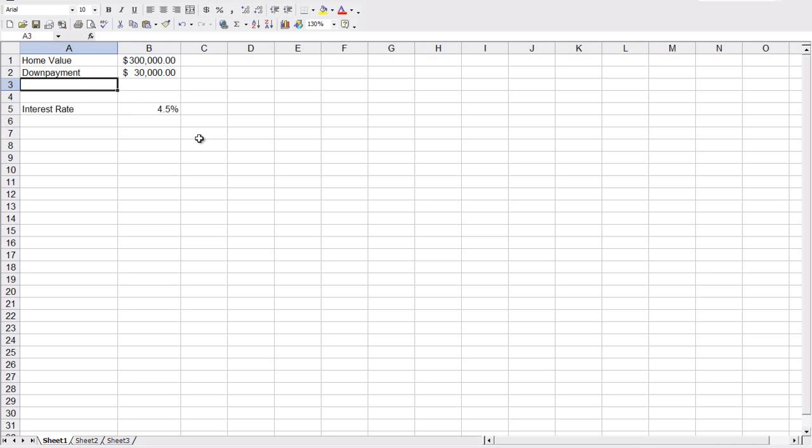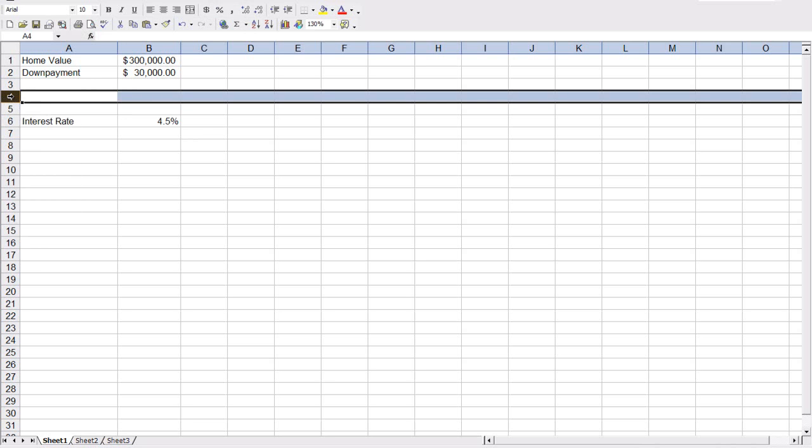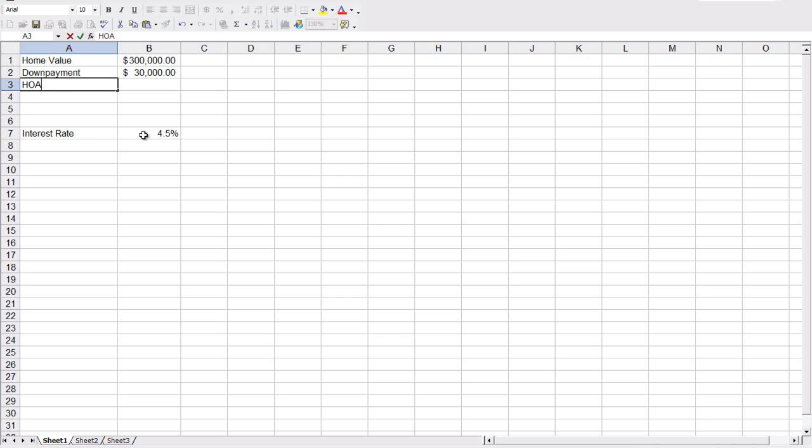You also are going to calculate a couple of things. One is your HOA fee monthly, which for a house is around $50. And you will need your home insurance cost, which runs at about 0.25% of the value of your home, which in this case is about 750. That's annual.